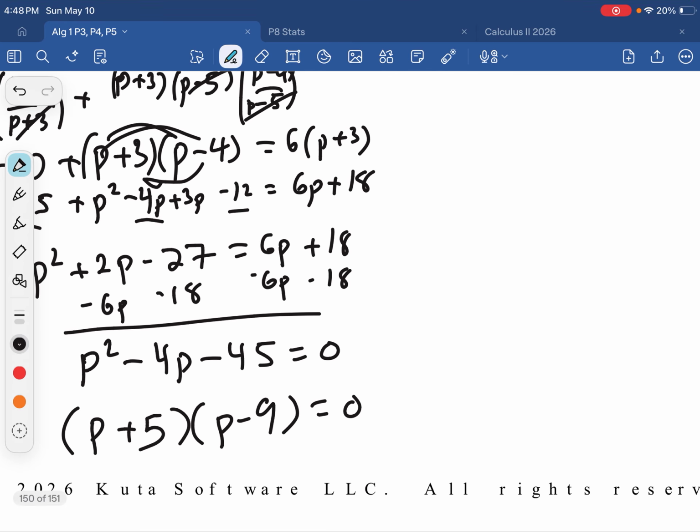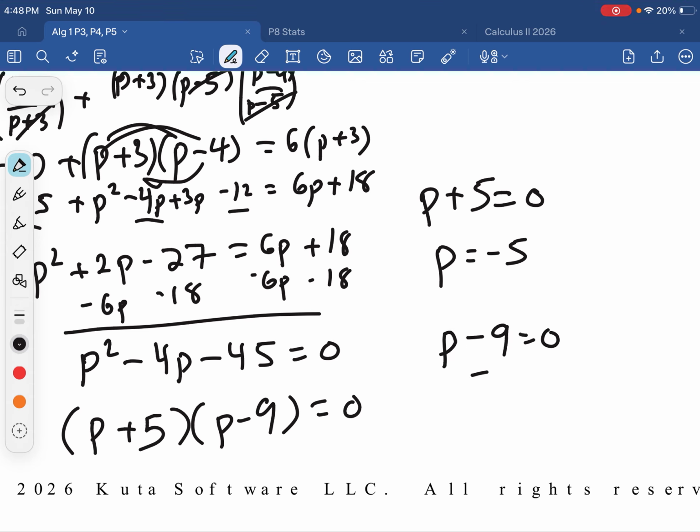So again, we're almost done. I need to set p plus 5 equal to 0 to get p equals negative 5. P minus 9 equals 0. Add 9 to get p equals 9.